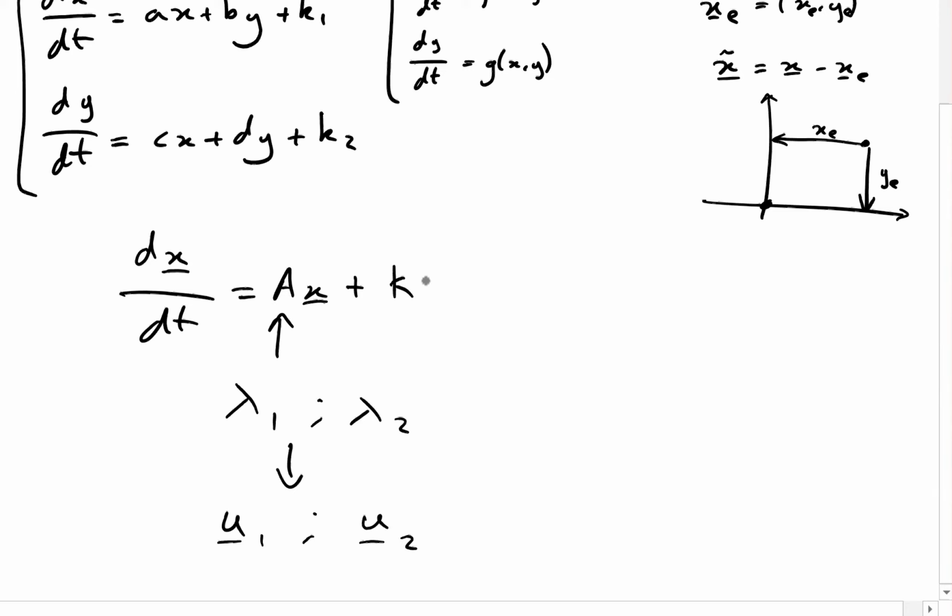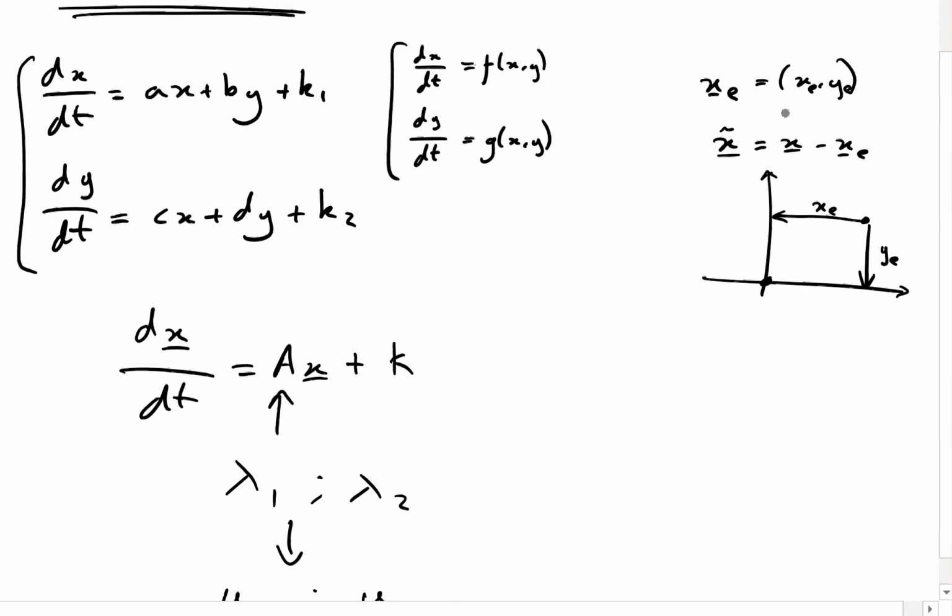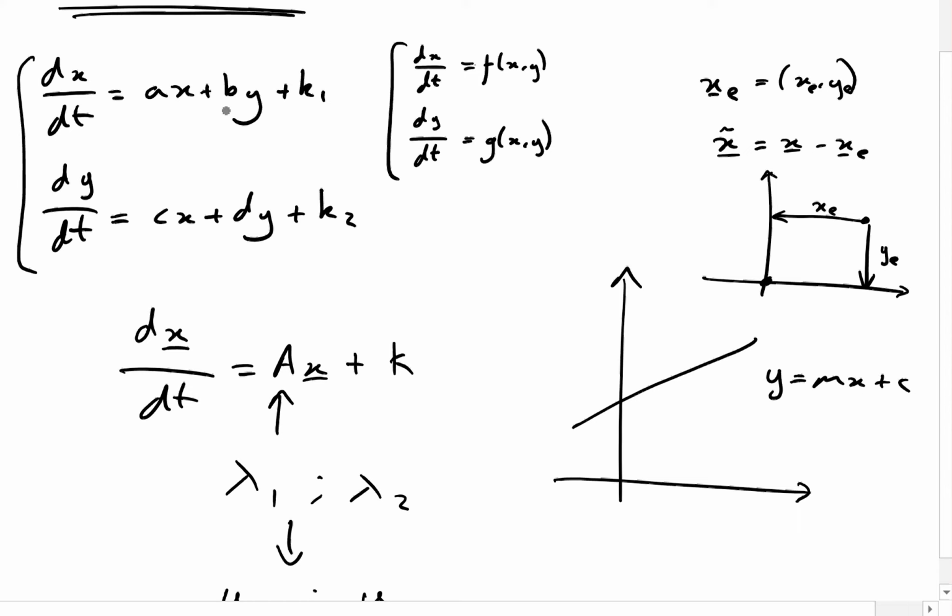By the way, we just disregard this k because we can transform it to the origin, which is usually what we do. We transform our equilibrium point to the origin, and at the origin our constants are 0. If you think about a linear equation of a straight line, y equals mx plus c, that's literally what we've got here.